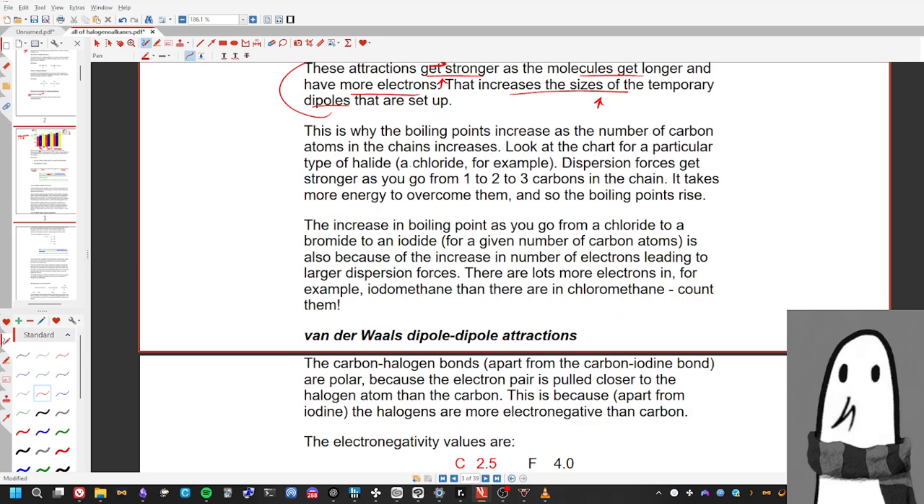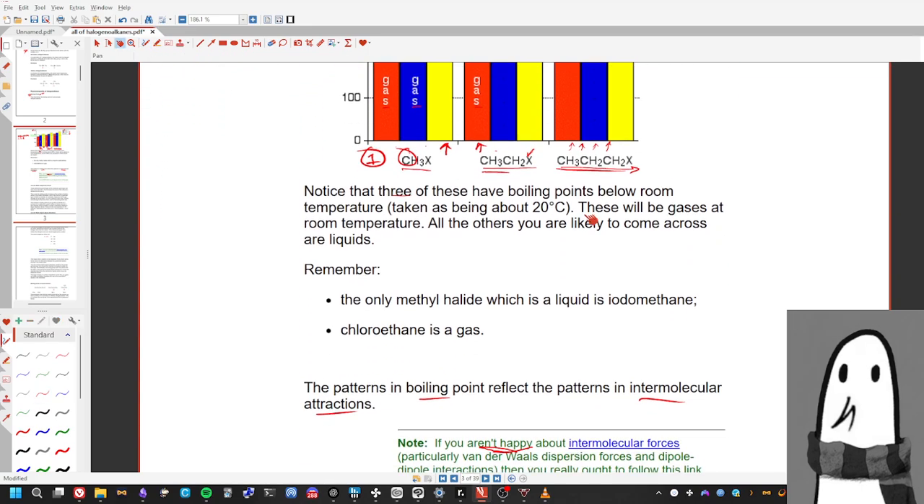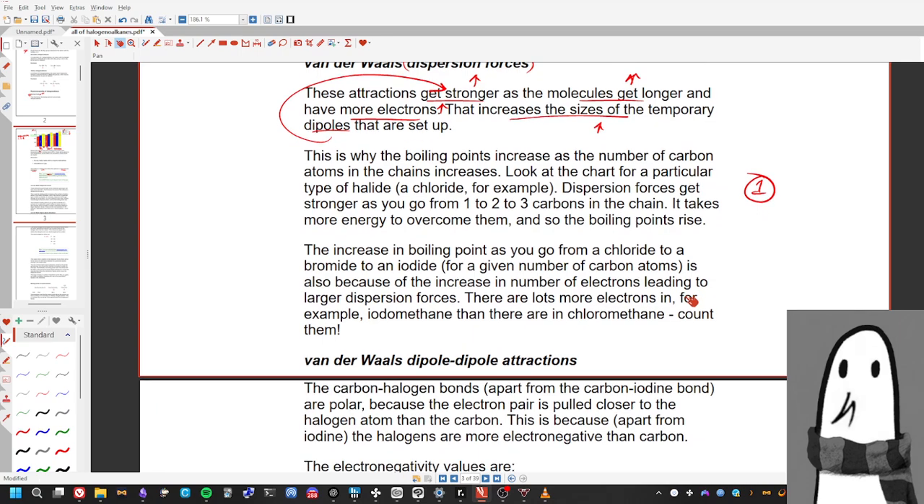Look at the chart for a particular type of halide, chloride for example. Dispersion forces get stronger as you go from 1 to 2 to 3 carbons in the chain. It takes more energy to overcome them, and so the boiling points rise. So let's mark this as 1. If you look over here, what we're seeing is this is 1. As the molecule gets longer, MR increases, more electrons, and so the boiling point increases as the instantaneous or temporary dipoles that are set up get increased in size.